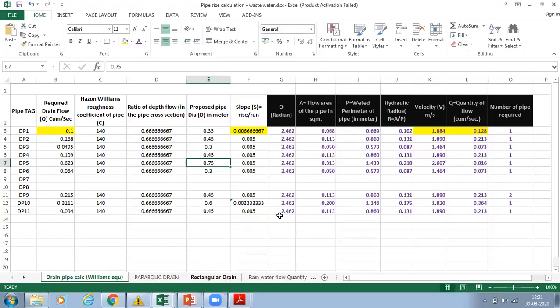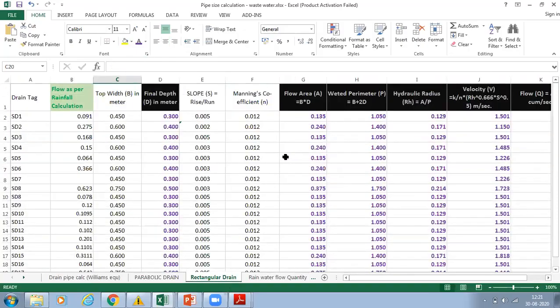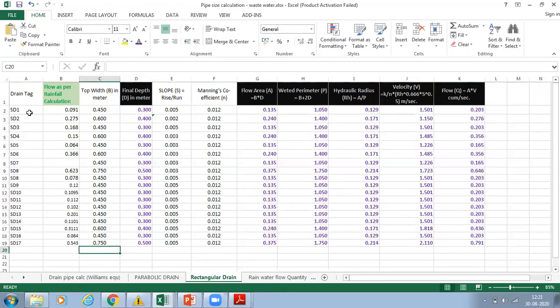For the rectangular drain also I have put the same formula here. If you change all these things, you will get the result for the rectangular drain. This is the flow as per requirement. This is the breadth; I have used 450 mm.